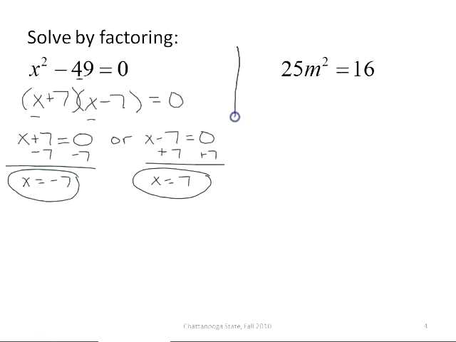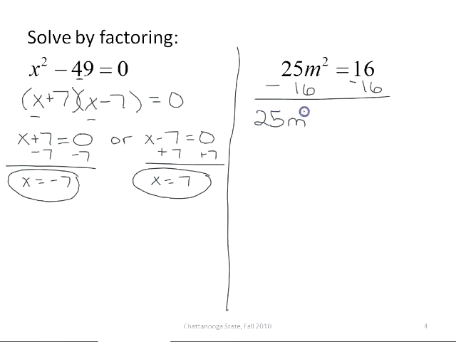Now my second equation is not set equal to 0. So the first thing we have to do is get it equal to 0, and we do that by subtracting 16 from both sides. So this will give us 25m squared minus 16 equals 0. Once I have it set equal to 0, I try to factor the polynomial side of it. Here again, I have a difference of squares. 25m squared is a perfect square, and 16 is a perfect square. So I'm going to factor that.